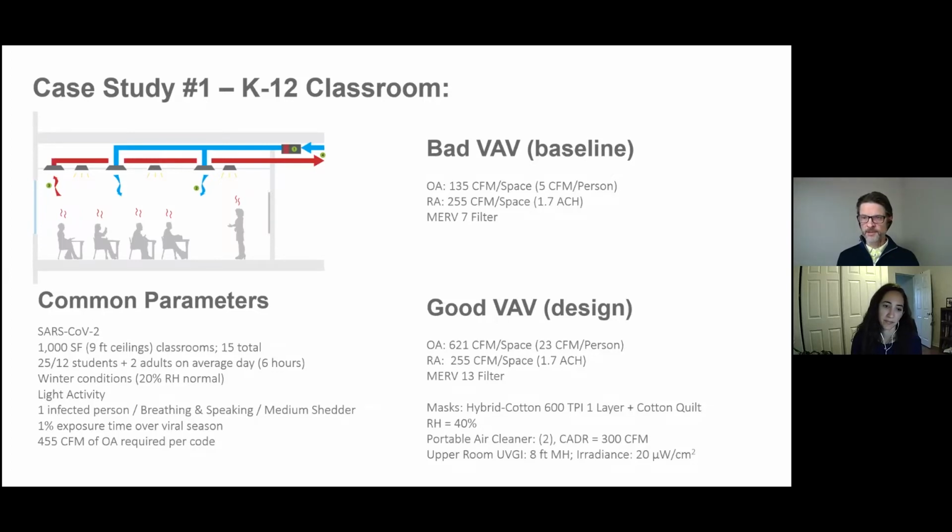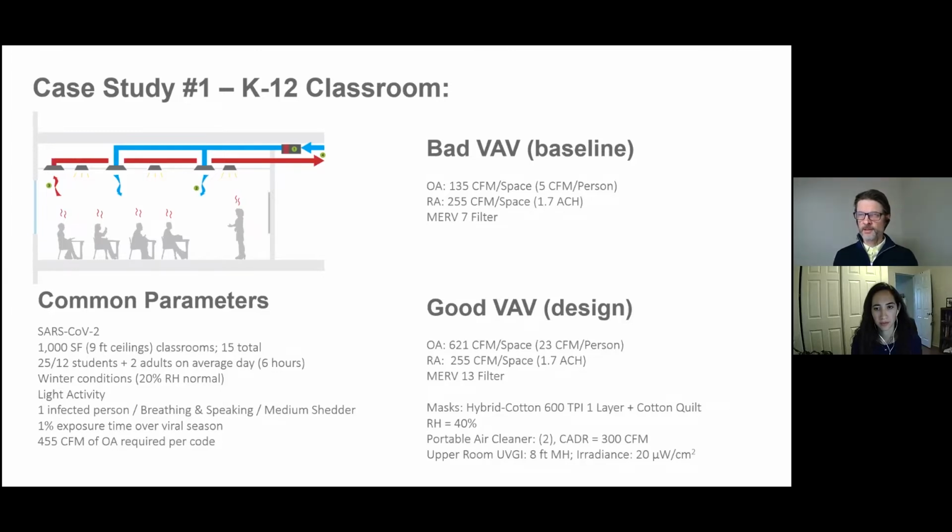And we'll assume we've got an arid climate and it's a winter condition. So the relative humidity, worst case, is around 20%. Light activity, we're in the classroom. Let's start with one infected person. We're also going to look at breathing and speaking. Those are your typical expiratory means that you're going to find in a classroom with asymptomatic people, right?